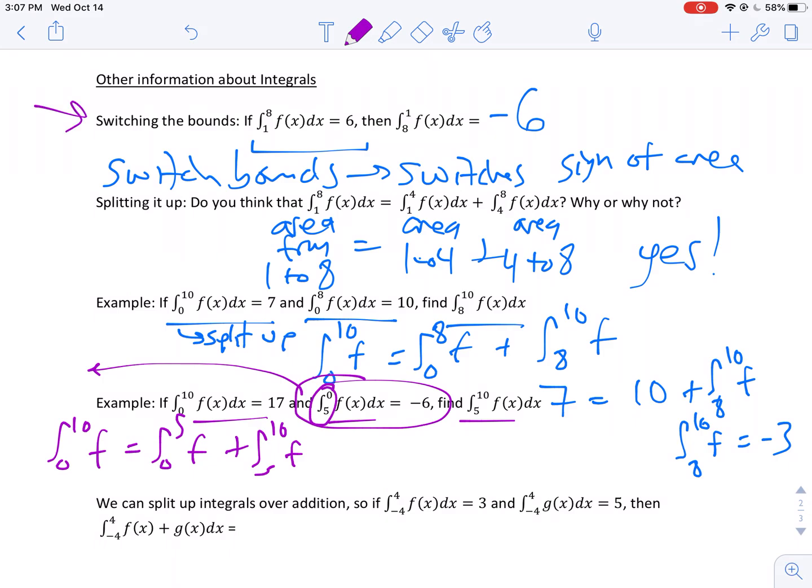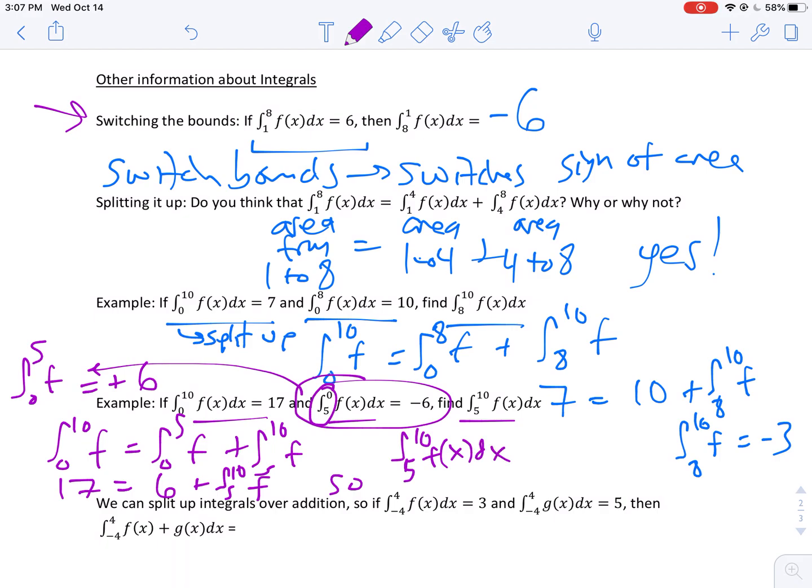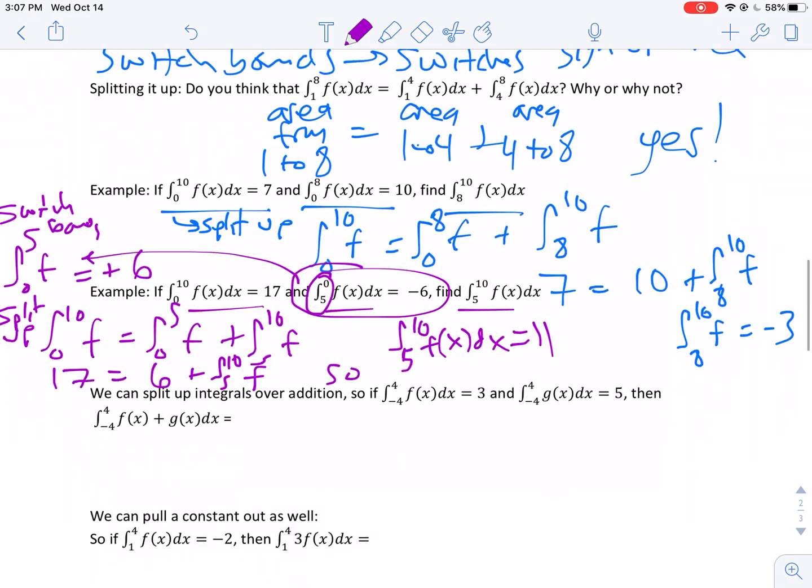So that's the logic we saw up here. So that means that the integral 0 to 5 of f would not be negative 6, but it would be positive 6. So that would say 17 equals positive 6 plus integral 5 to 10 of f. So that tells you that, sorry, I kind of ran out of space, the integral from 5 to 10 of f of x dx is equal to 11. So basically, the key here is to split it up. And then on this one, I'm switching the bounds around, which switches the signs. That's a property there.